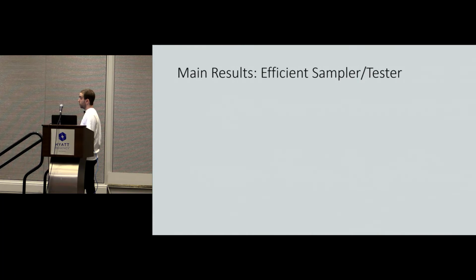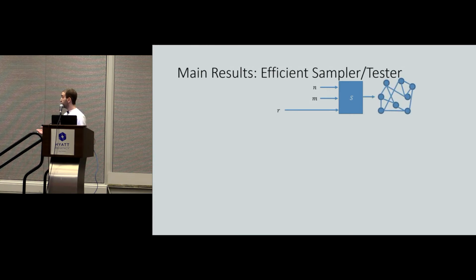And let's go to the main results. So the main result is essentially two efficient algorithms, a sampler and a tester. So this is the sampler. It receives the number of vertices that we want G to have, the number of edges of G, and random coins. And it outputs a graph G. And G is k-wise independent. And by k-wise independent, I mean that every set of k edges are uniformly distributed.